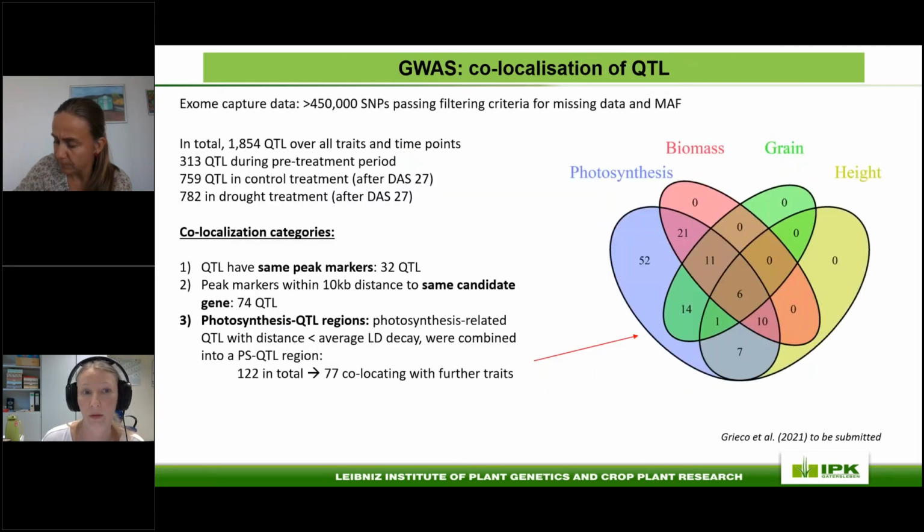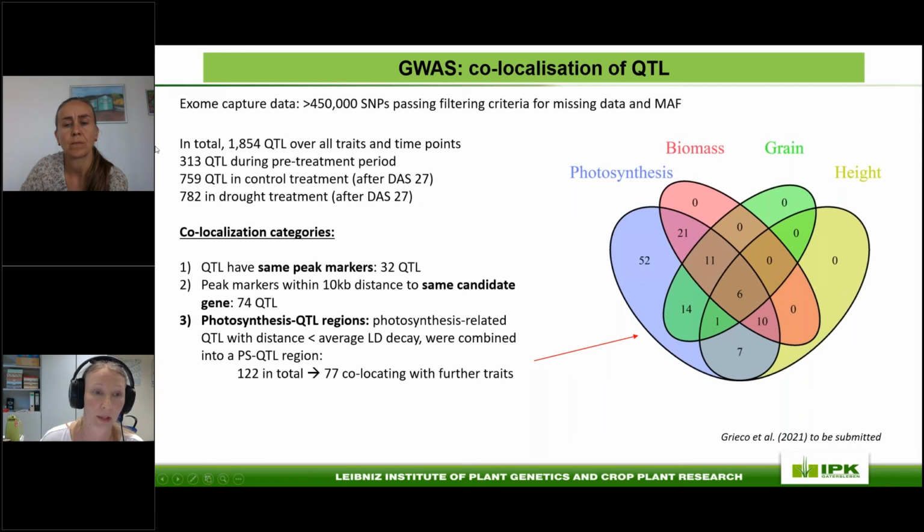We have then also looked at the GWAS in this data set. These were exome capture data, so more than 450,000 informative SNPs in this data set. And I can't go into details on all the QTLs we found. In total, we found 1,854 QTL for all these traits and time points.